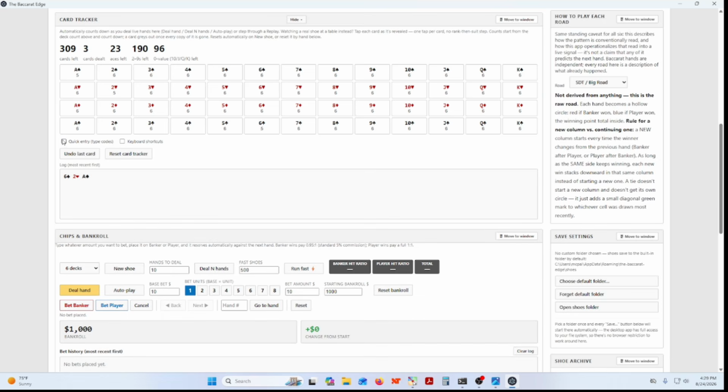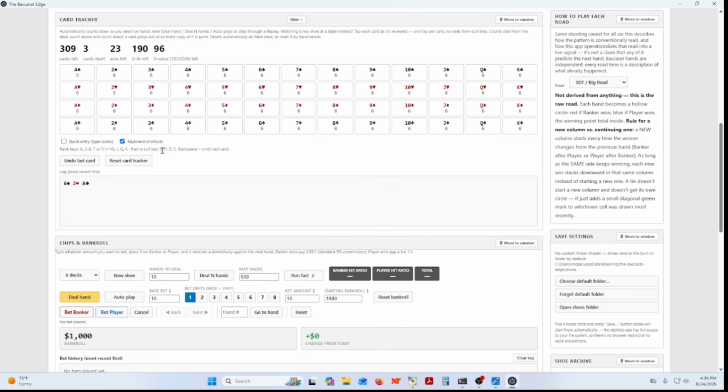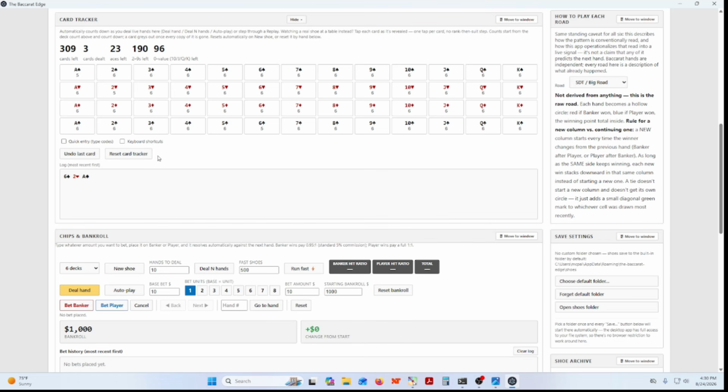But anyway, that's the purpose of quick entry. Keyboard shortcuts, then the suit, backspace, undo last card. Haven't used quick keyboard shortcut yet, but I got something better that I'm thinking about adding, and it's going to create some problems. It's the only reason why I haven't added it yet. I'm thinking about adding voice activation to this card tracker.